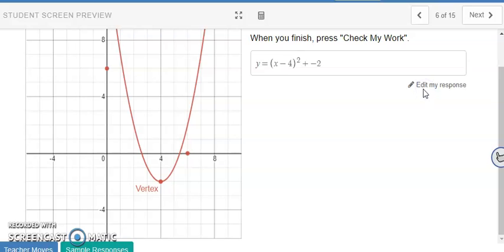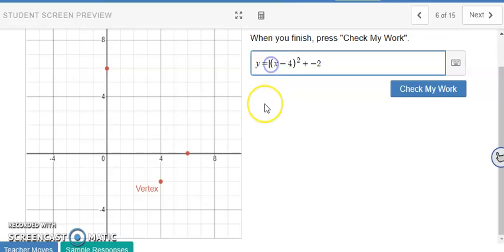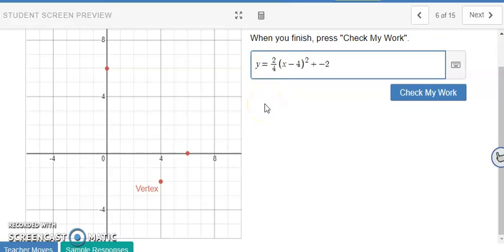So if I say check my work, you'll notice that the graph doesn't quite work because the a value is not 1. So if I go over 2 and 2 squared is 4, it should go right through that point, but it's being compressed. Basically, it's going up slower than it's supposed to, so it's up 2 out of 4. So that makes the a value 2/4, or 1/2, because it's going up half as much.